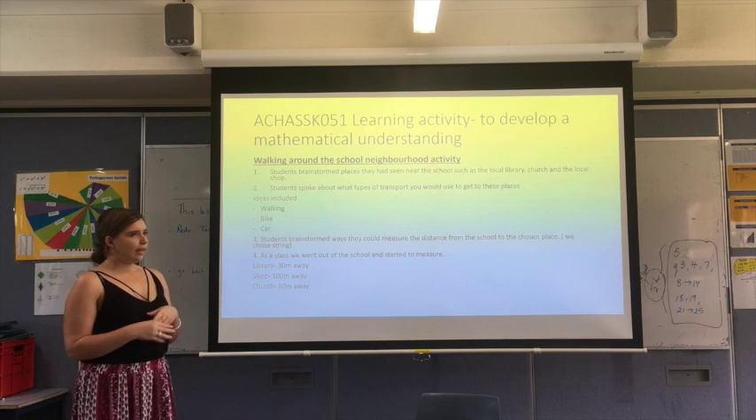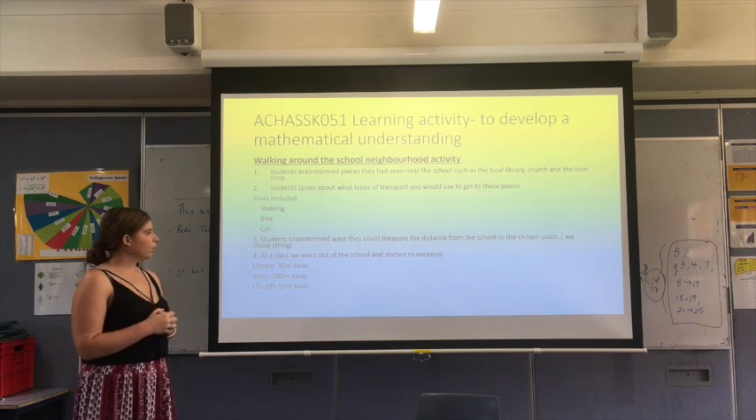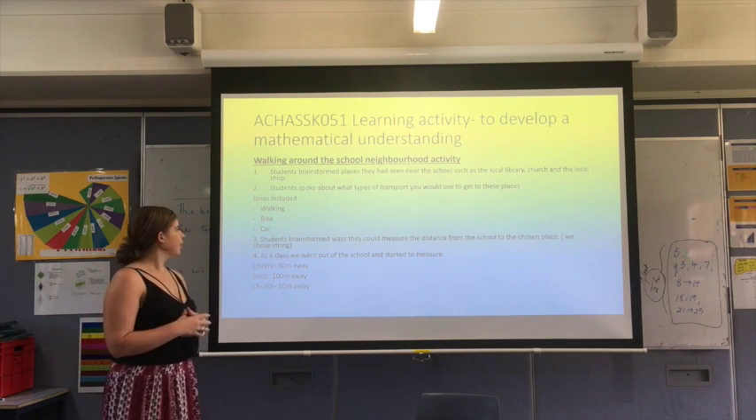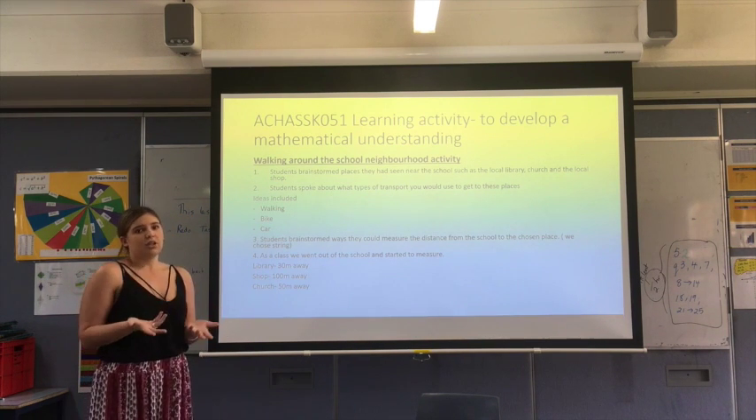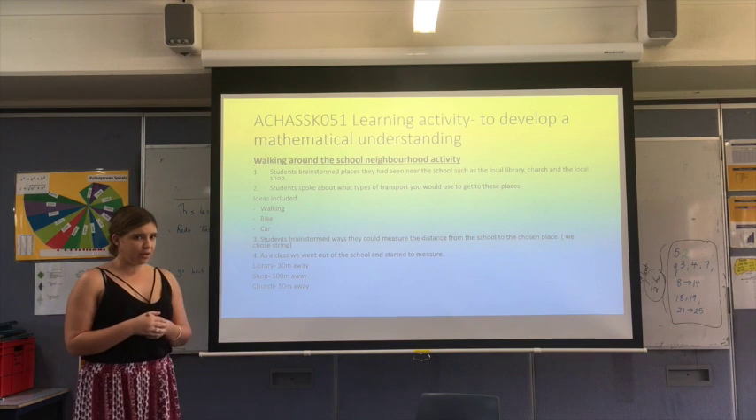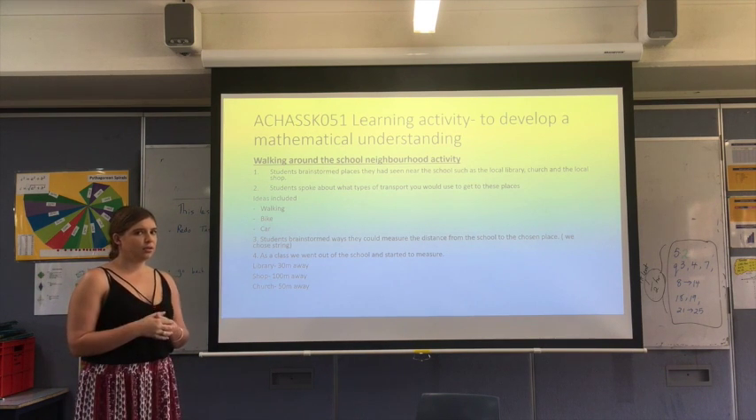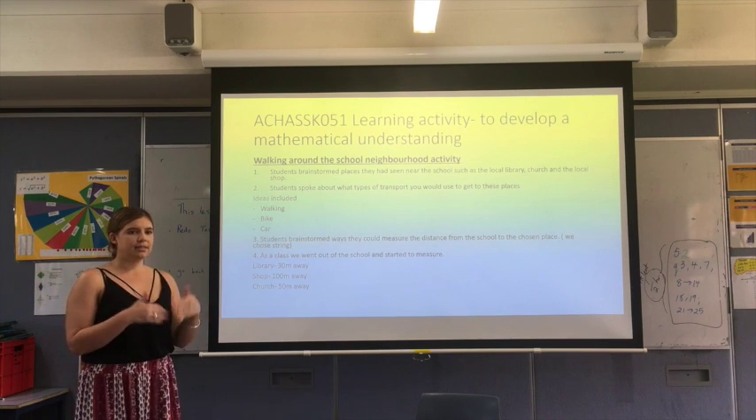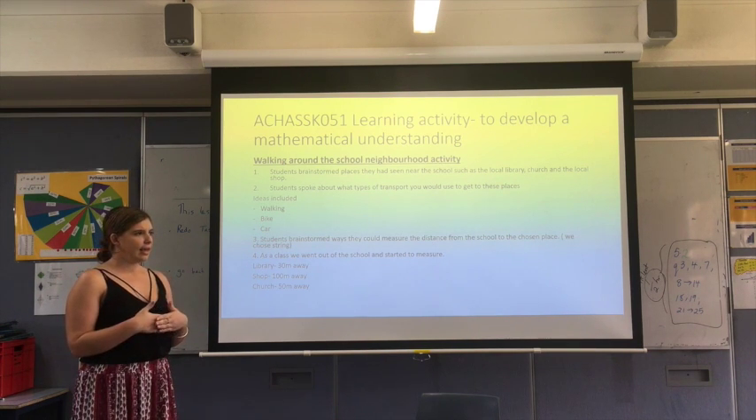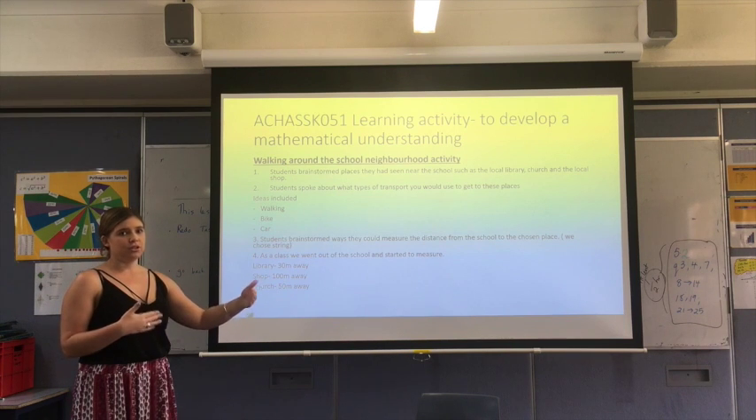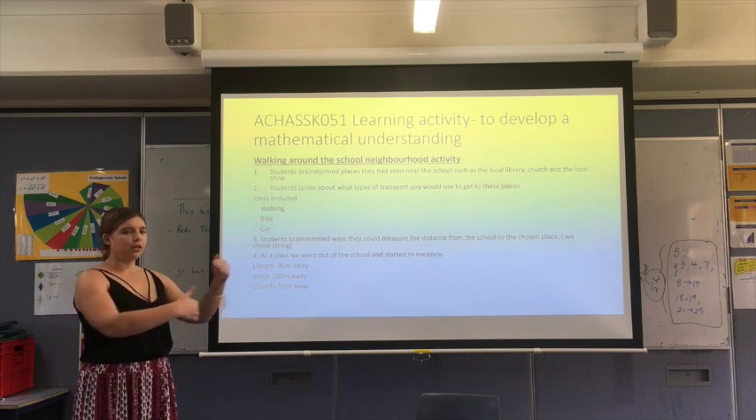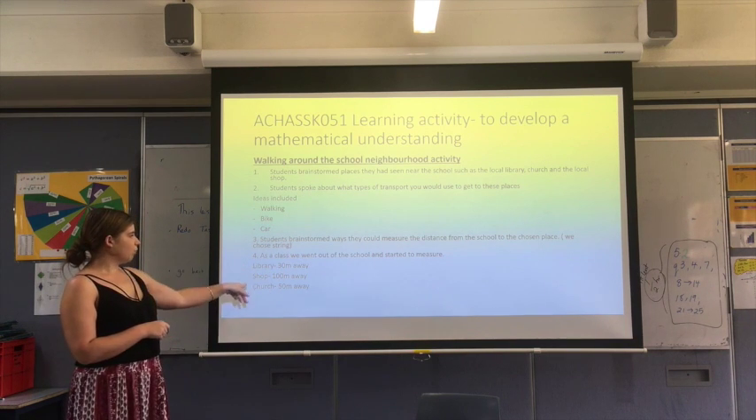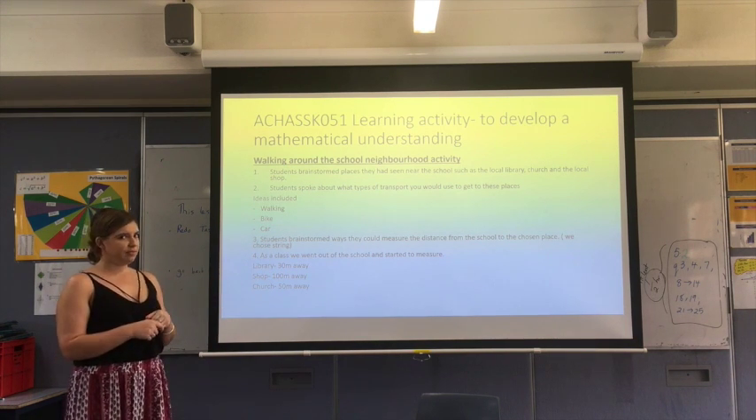Students then led a discussion on ways they could measure the distance from school to the chosen place. And as a whole class, they decided string in metres long would be the correct measurement. So as a class, we set out, we started at the front school gates, and each child had 1 metre worth of string, and we measured that along, and we found that the library was 30 metres away, the shop was 100 metres away, and the church was 50 metres away.